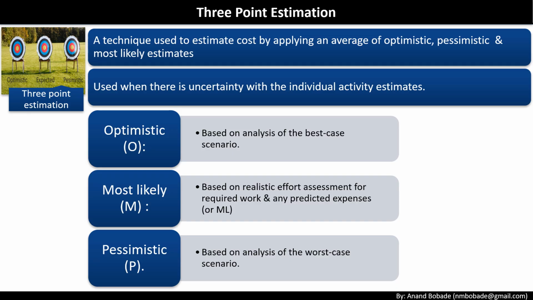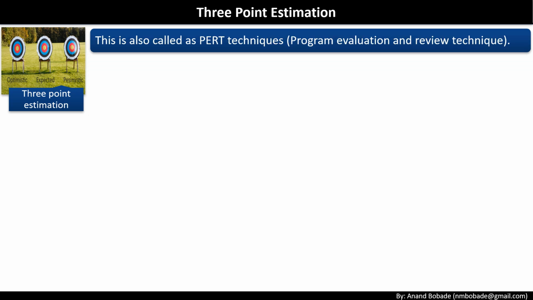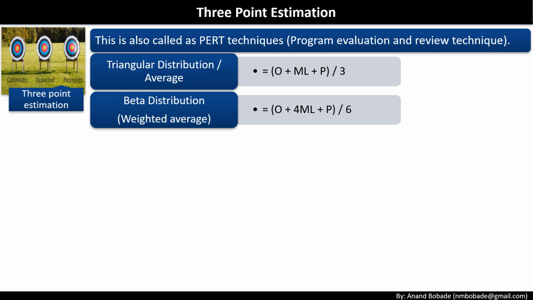Pessimistic, P. And finally, the worst-case scenario. This number accounts for things going wrong, delays, unexpected issues, everything that could possibly go sideways. This is the rainy day forecast for your project. By using these three points, we get a much more robust picture. It's like checking the weather forecast for the best day, the typical day, and the worst day, instead of just guessing. This is also called the PERT technique, which is shown on screen.